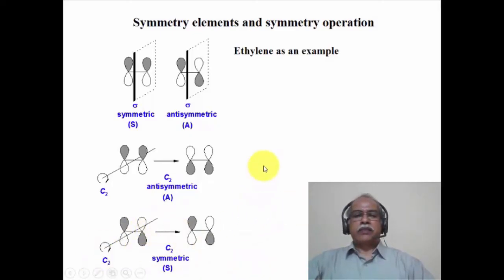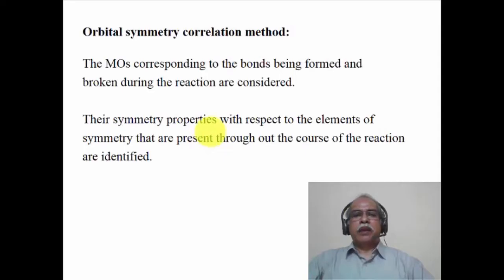So one can identify the symmetry property of a particular molecular orbital either using a sigma plane or using an axis of symmetry. Depending upon the situation, we could use either the sigma plane or the C2 axis of symmetry. We'll consider which one of these symmetry operations to perform at a later stage, when we discuss the orbital correlation diagram methodology with an illustrative example.